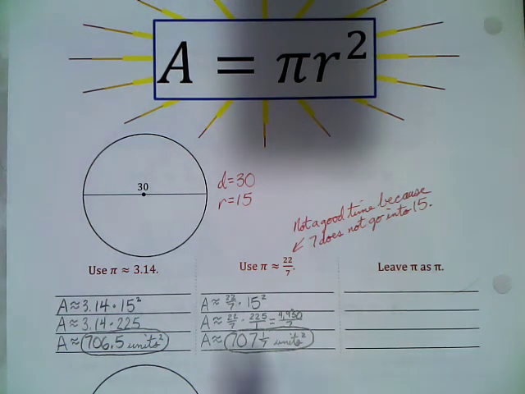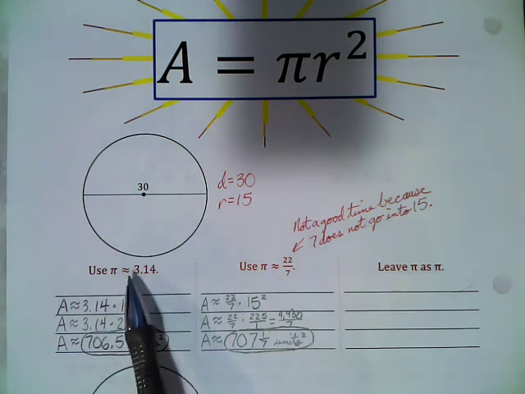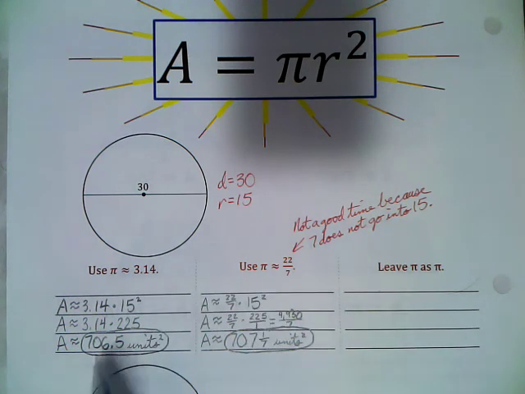Now notice here my two answers are fairly close. So 706 with some extra, 707 with some extra. So considering we're in the 700s, being less than 1 away from each other, these two answers, that's pretty close. But if you use a different approximation for pi, you can get slightly different answers. Some of them more accurate than others.